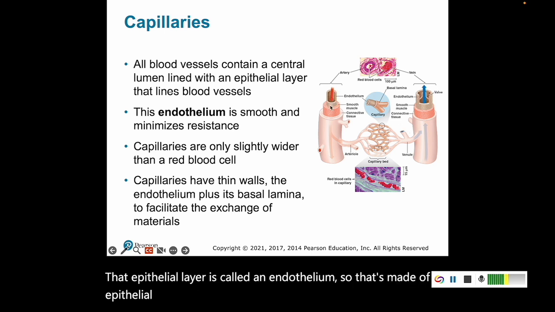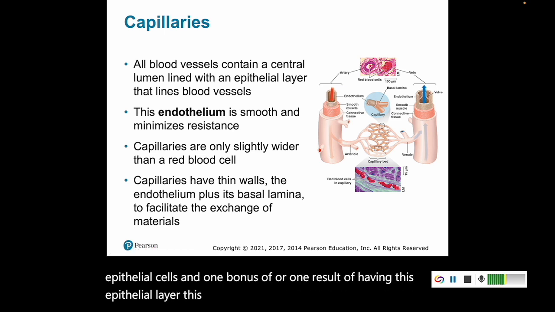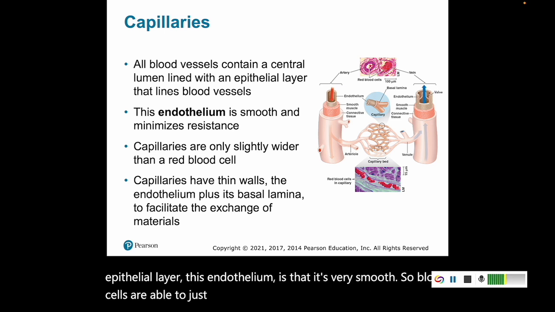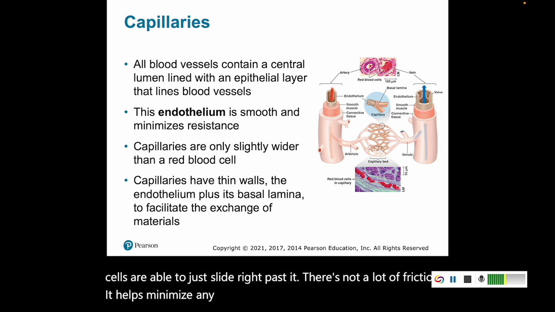And one result of having this epithelial layer, this endothelium, is that it's very smooth. So blood cells are able to just slide right past it. There's not a lot of friction. It helps minimize any resistance. So blood keeps flowing in the direction it needs to go.